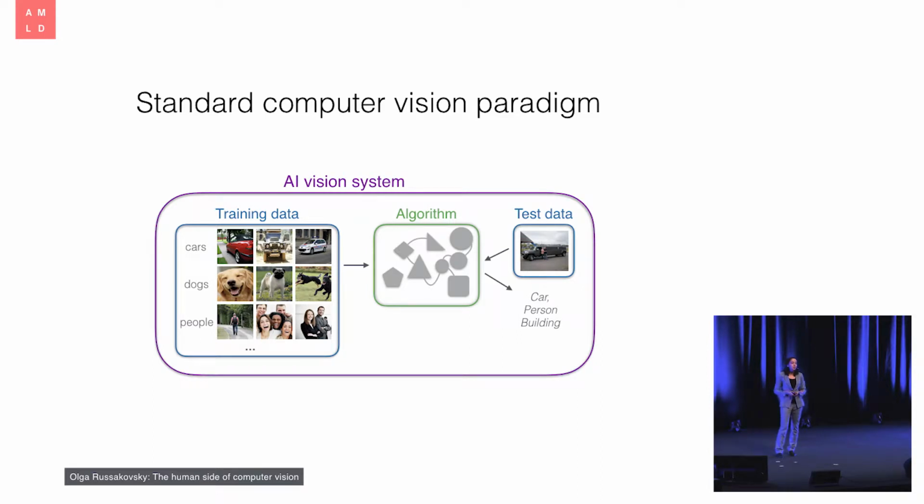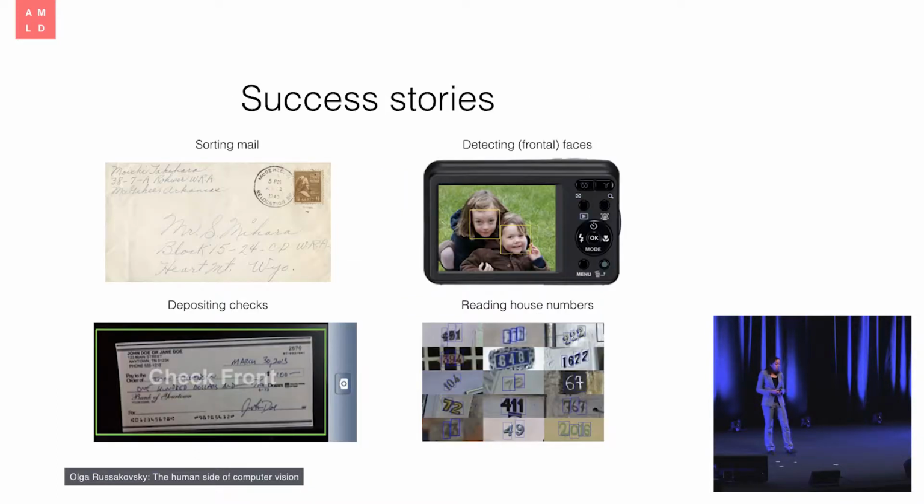All right, so this is the standard AI vision system. And as I've said, it has worked time and time and time again. If you look at any of the big success stories of computer vision, the fact that we're now sorting all of our mail using computer vision, 99.9999% of it. We have frontal face detection in all cameras. We deposit checks by taking a picture. We have systems that can drive around, read house numbers. All of these things were constructed using this supervised learning paradigm.